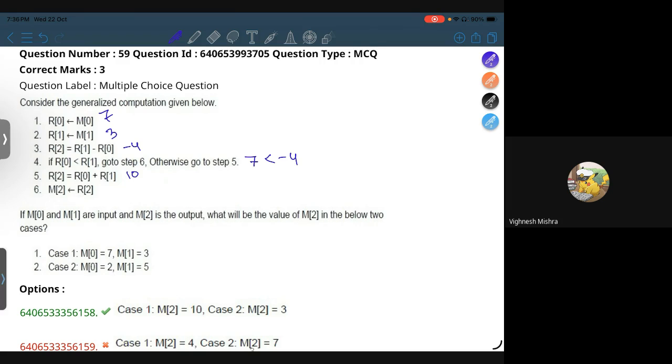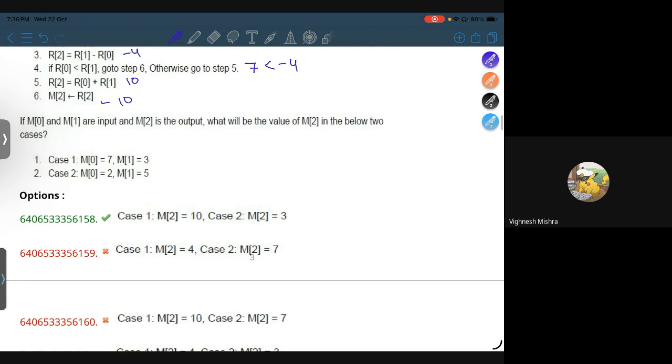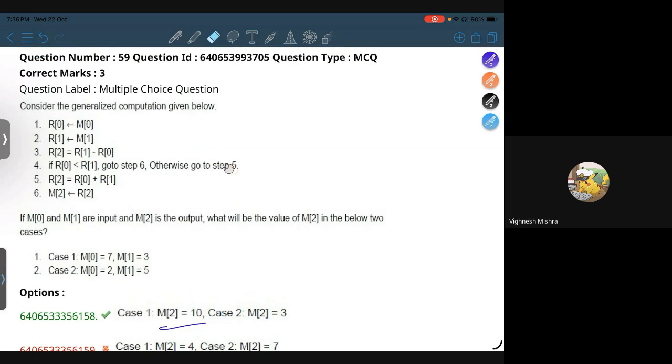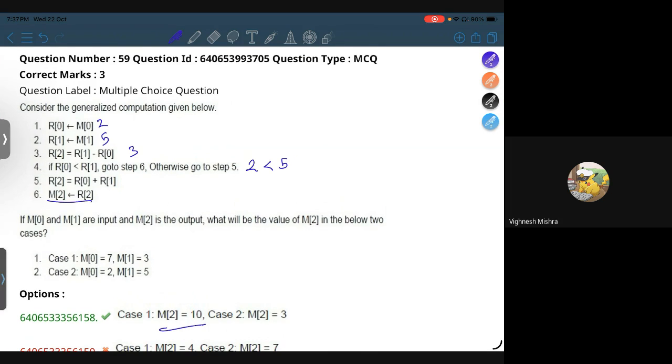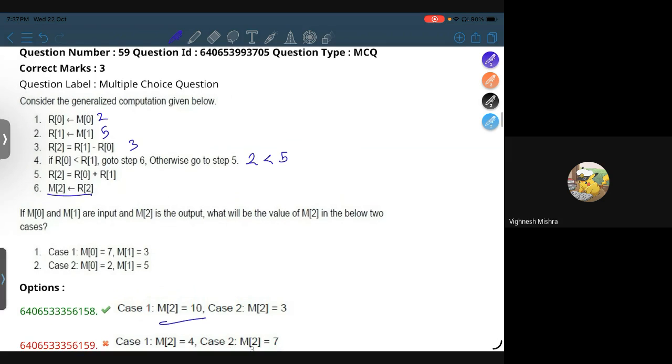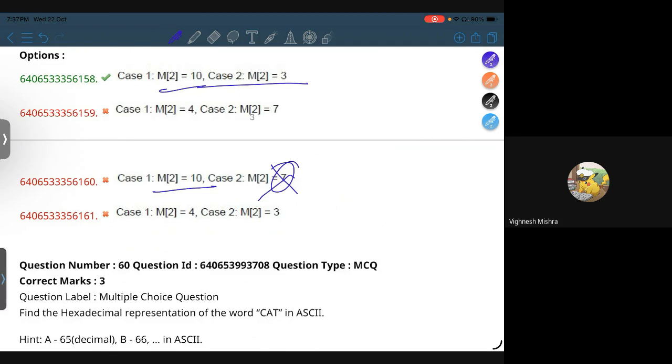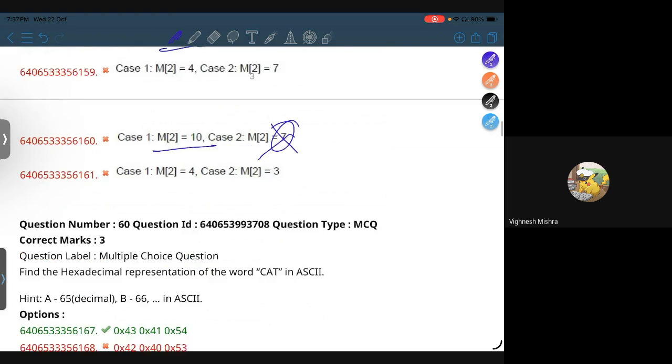We will give output as R2 plus 10. For the first case, it's 10. Two options. Then for the second case, this is 2, this is 5, this is 3. So if R naught in 2 is less than 5, which is yes, then we'll go to step 6 directly. So R2 is 3. This is 7th long. Good to go.